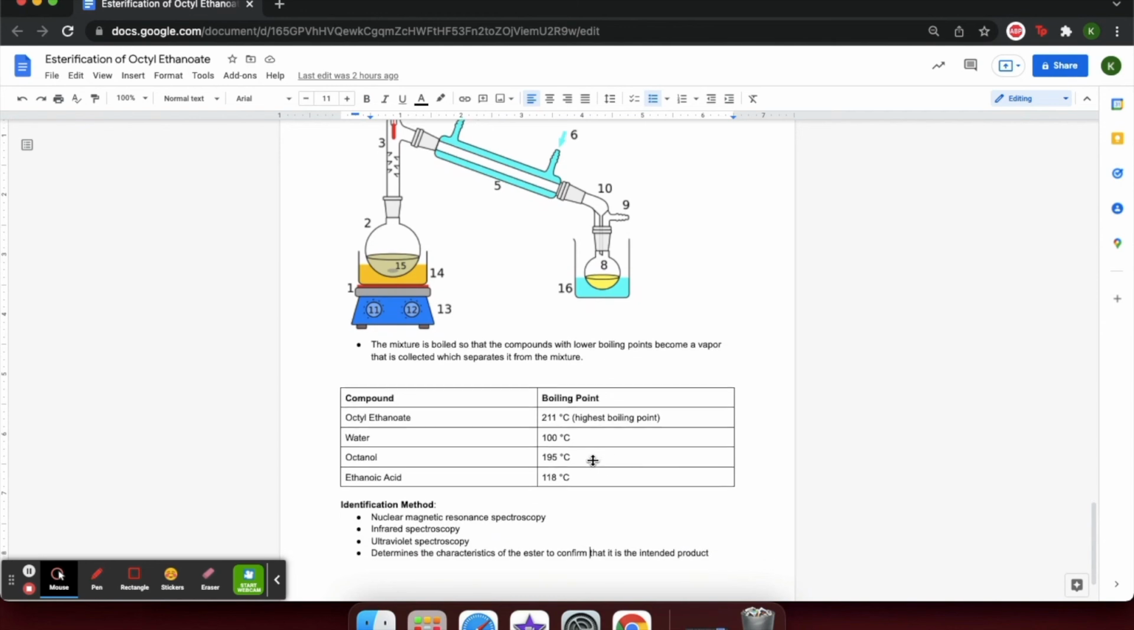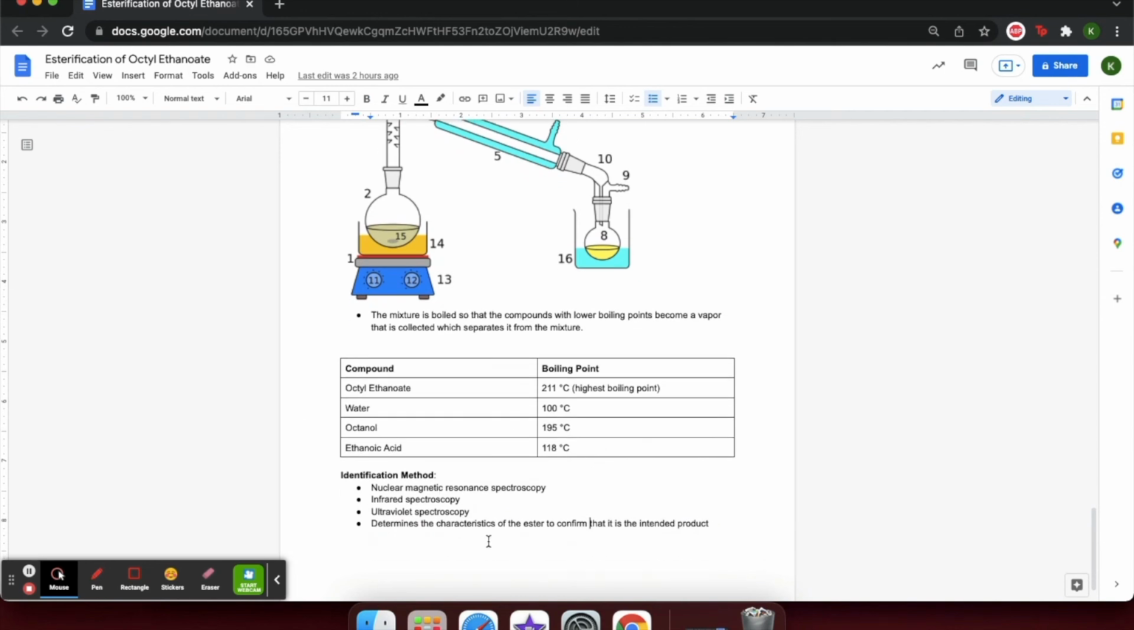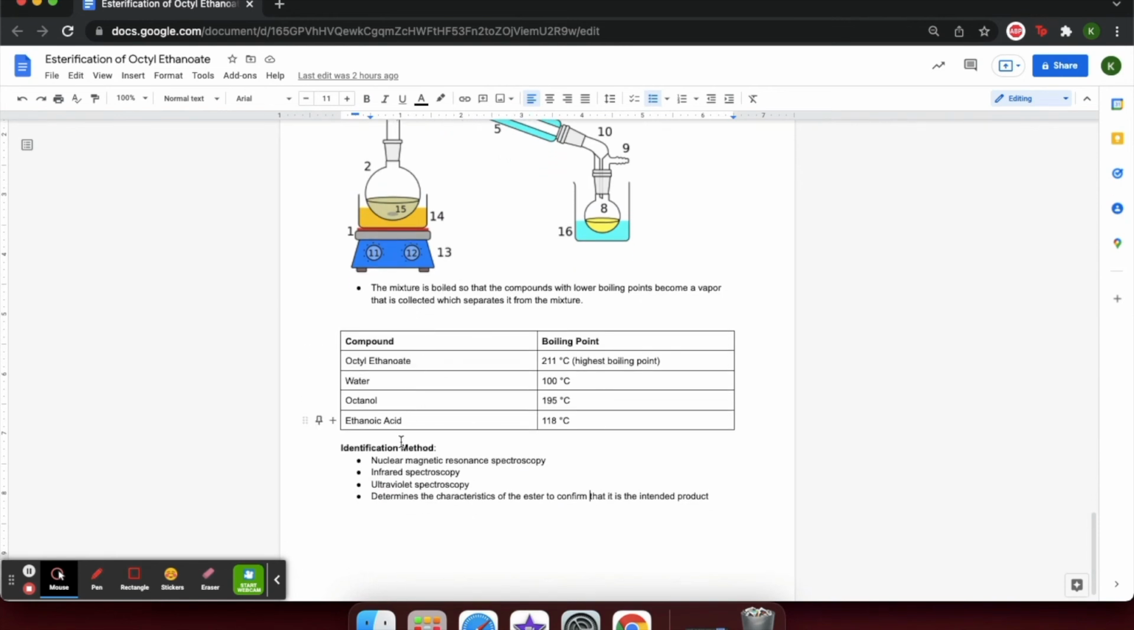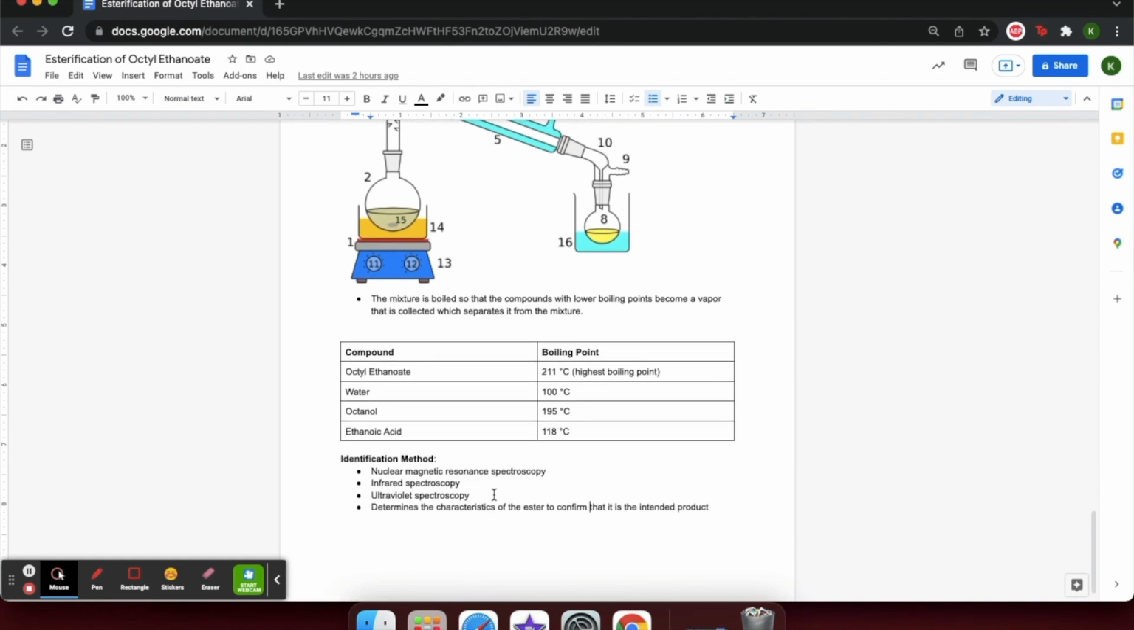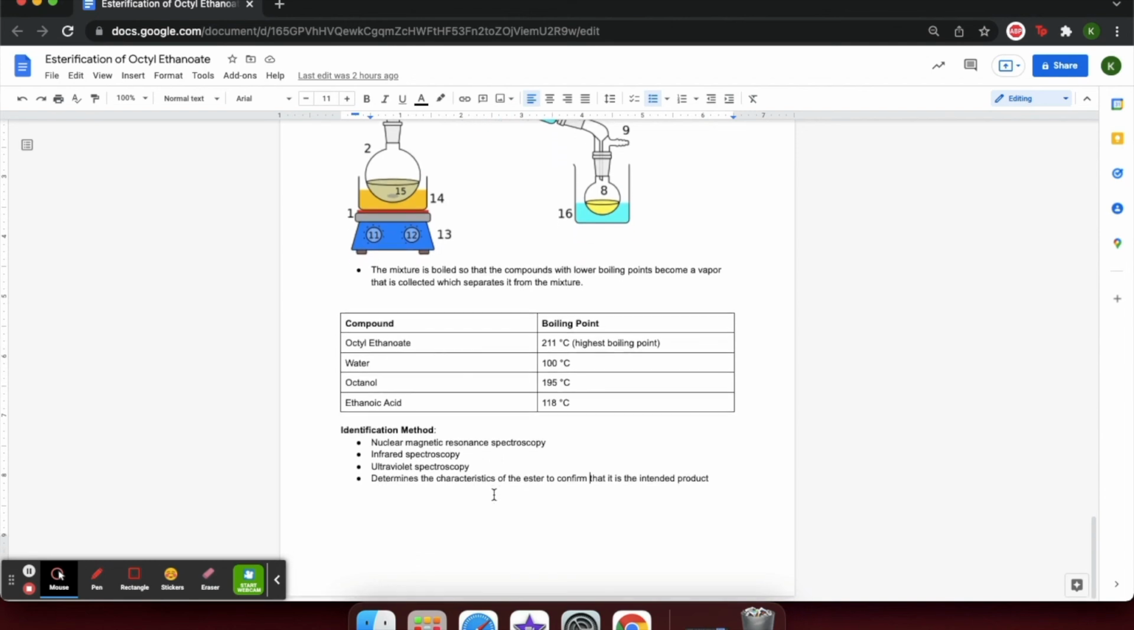And once it's purified, there must be a way to identify it to make sure that it is the intended product. And there are three ways. The first way is called nuclear magnetic resonance spectroscopy. The second way is called infrared spectroscopy. And the last way is called ultraviolet spectroscopy. And these three ways combined will help determine the characteristics of the ester. And once that is done, then the ester will be readily available to use for the candle.